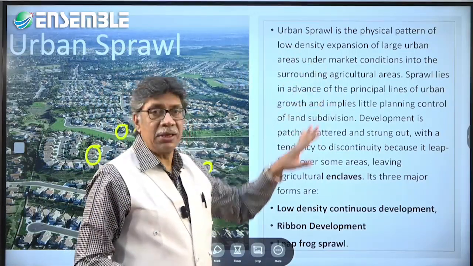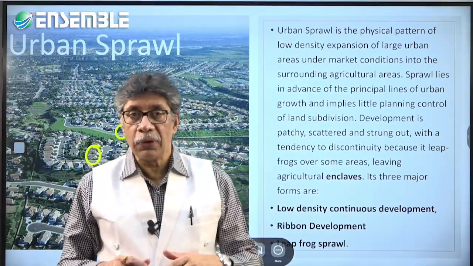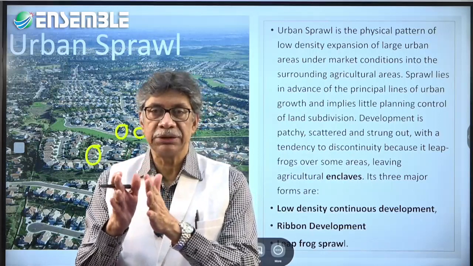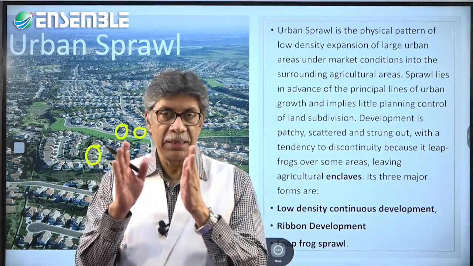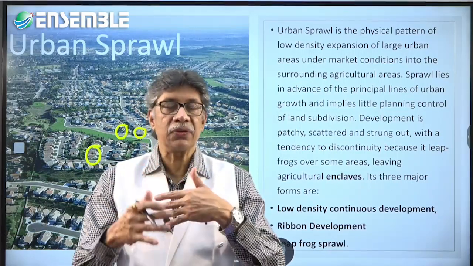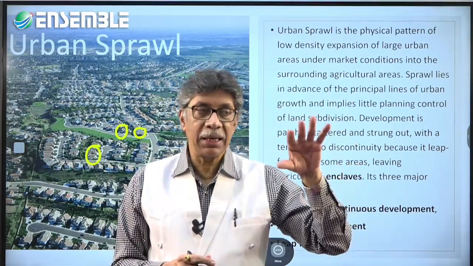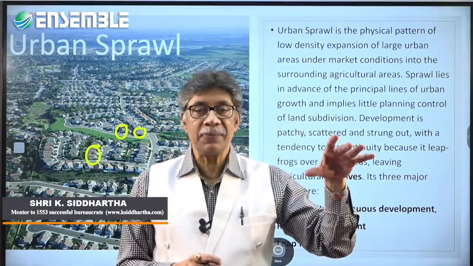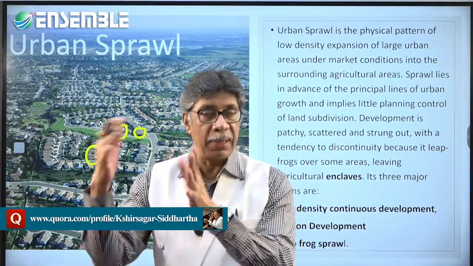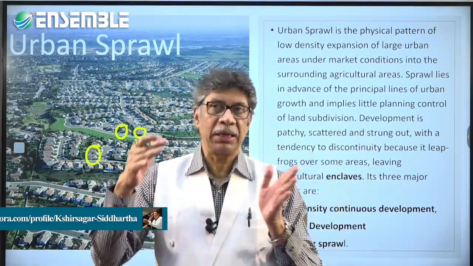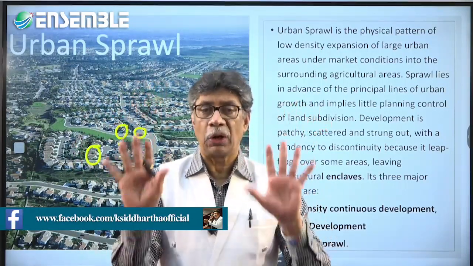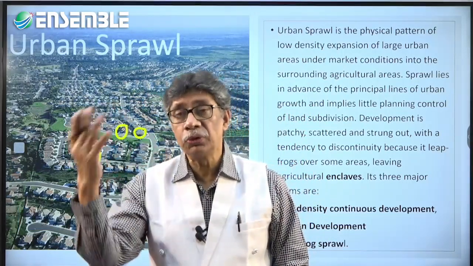So urban sprawl is the physical pattern of urban expansion, where large urban areas under market condition move toward the surrounding agricultural area. This sprawl lies in advance of the principal lines of urban growth, and it can also imply planning control. That means the government is able to plan something. Let's say a government plans, away from the fringe area, or maybe in the fringe area, a new township. So it will move towards those areas.